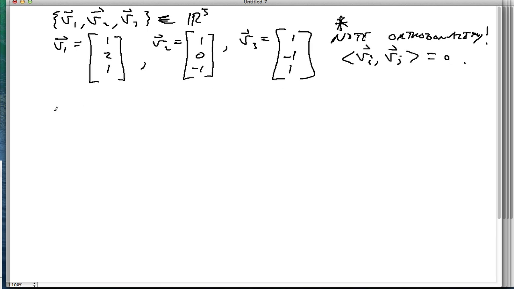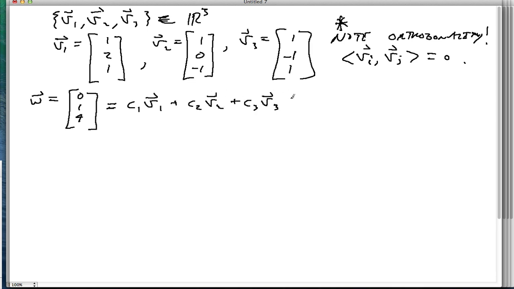Okay, so now I'm going to be given this vector W, which is going to be equal to (0, 1, 4). And I want to represent this in terms of a linear combination of these three vectors: c1 v1 plus c2 v2 plus c3 v3. All right. So again, the goal is to find c1, c2, and c3.